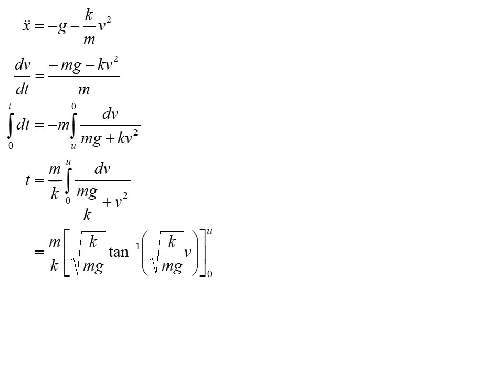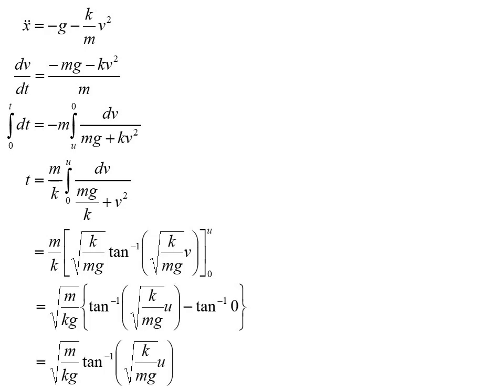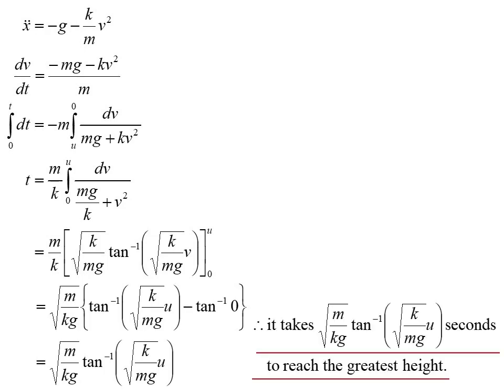So we've got the square root of k on mg, which is also multiplied by m on k. Inverse tan of root k on mg times v. Substituting in, thank goodness the inverse tan of 0 is 0, makes it a little bit nicer. But there's the time in all its glory. It takes root m on kg, inverse tan of root k on mg times u, seconds. Oh, the physics teachers would be squirming right now. How could you write an answer like that?